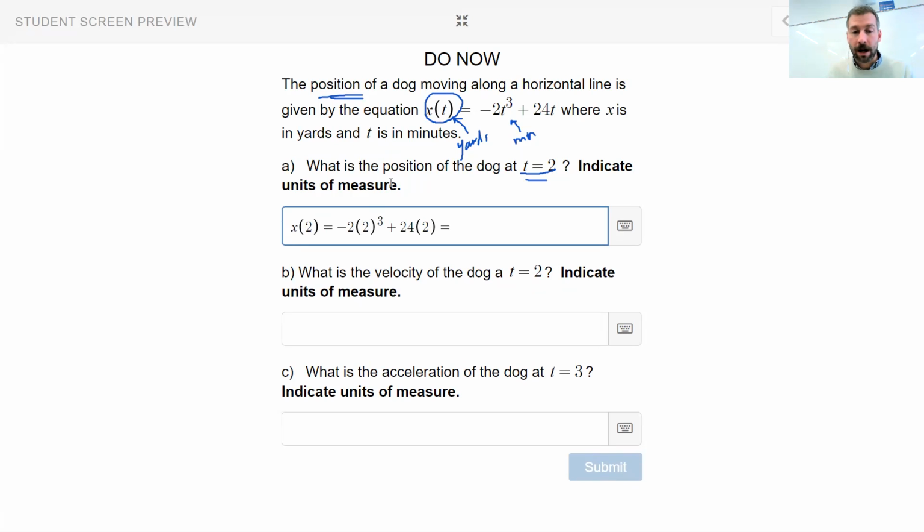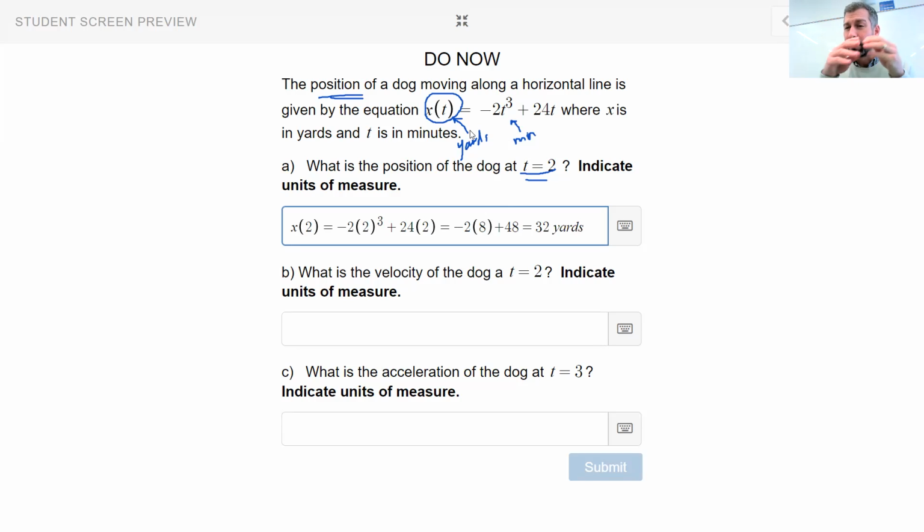Okay, we can do this kind of work in our head. I know I would do my exponents first. So this is going to turn into negative 2 times 8, plus, what's 24 times 2? That's 48. Negative 16 plus 48 is 32. That's our answer, but what did it ask me? What is the position of the dog at t equals 2? So if I have an input of t equals 2, this formula is telling me the position of the dog in terms of yards. So it's going to be 32 yards.